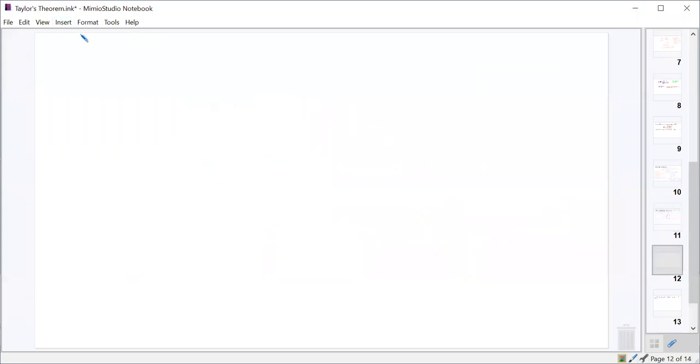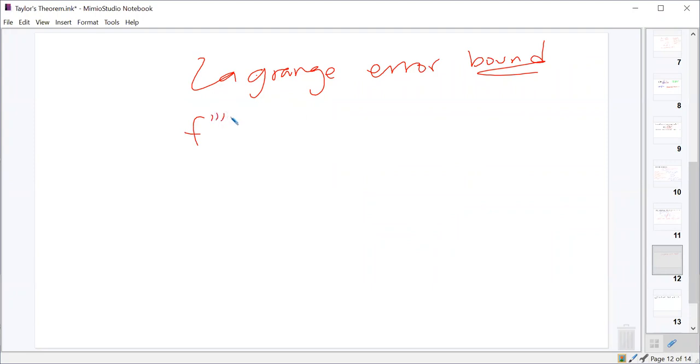Okay. What if we wanted to do it using the Lagrange error bound? We know that the error should be off by the third derivative at some value c, right? Because we're truncating after 2 terms, so the next term would be the third term. So the third derivative at c times x to the n plus 1 over n plus 1 factorial. And so what is the third derivative of the natural log of 1 plus x?